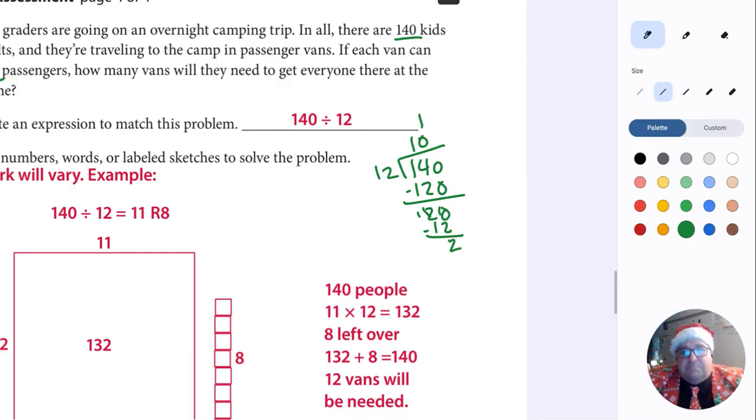Nope, 8. 12 minus 2 is 8. Hey, it's a long night. It's 9:30. I was at a band concert. Sorry, I saw that too. So 10 minus 2 is 8. So there's no more groups of 12.